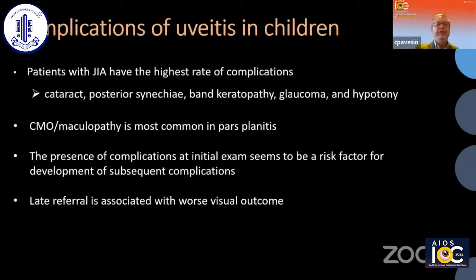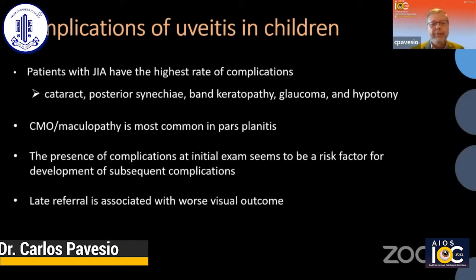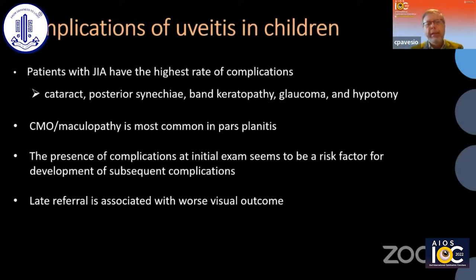We know that patients with JIA, considering the different etiologies, are at the highest risk of complications. And they vary: cataract, synechiae, band keratopathy, glaucoma, many things can happen. Even macular edema can happen in JIA, usually in more advanced disease, but this is more common in the intermediate uveitis form.